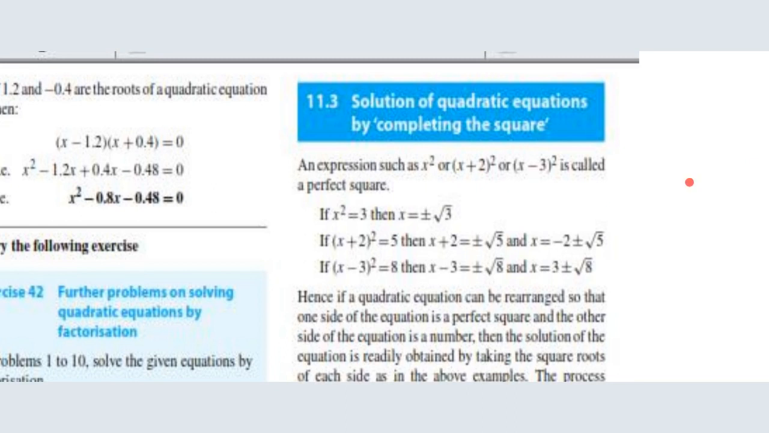So we're moving to factorization, the completing square method. There's this word square in mathematics, and then there are these numbers that we call rational and irrational numbers. The whole concept of rational and irrational numbers is based on the so-called perfect square.